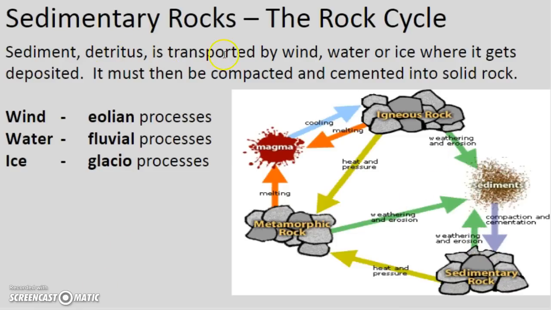Sediment, or detritus, is transported by wind, water, or ice, where it gets deposited. It must then be compacted and cemented into solid rock. When we look at wind, water, and ice, there are certain terms that are associated. Wind are called aeolian processes, water are fluvial, and ice is glacial processes.